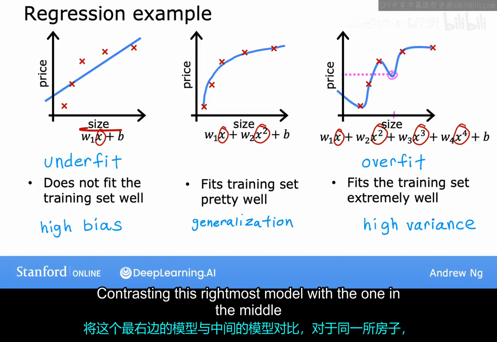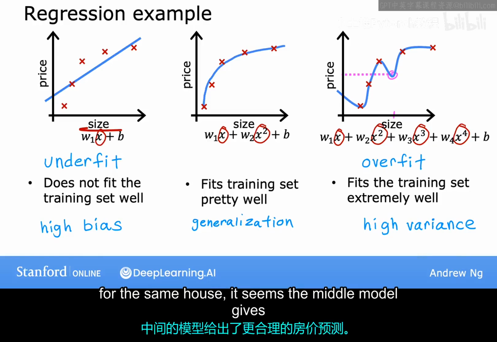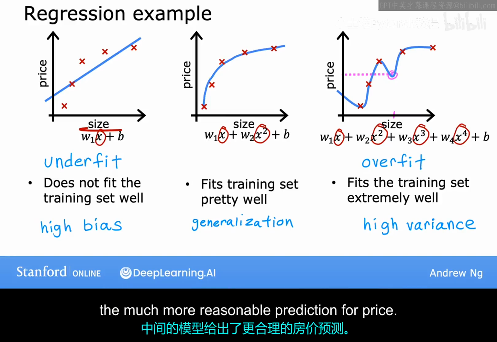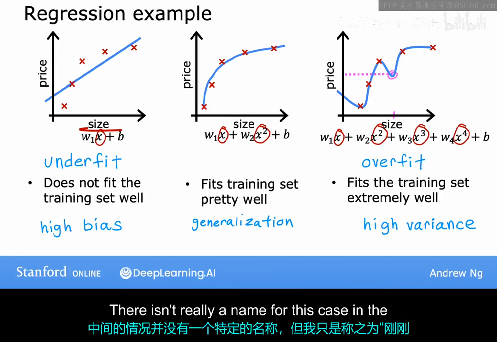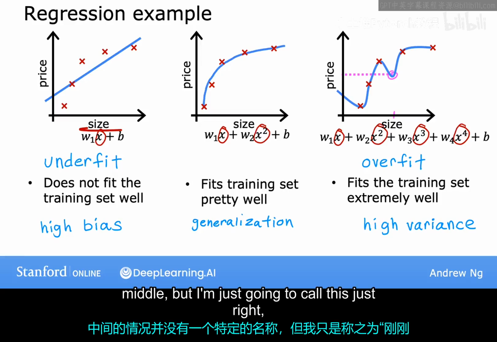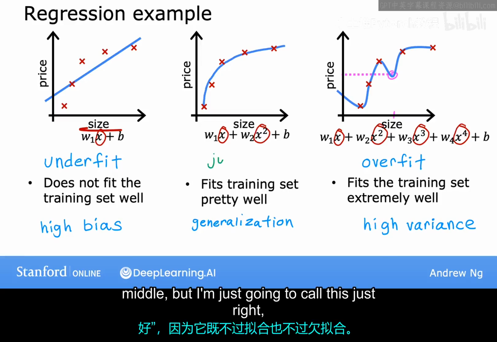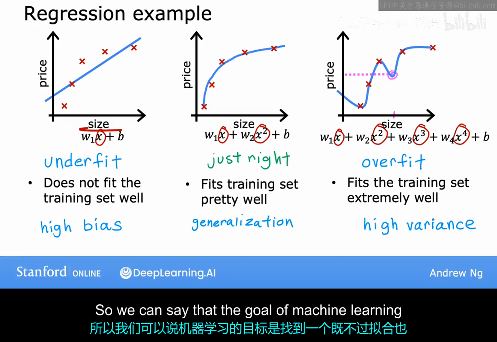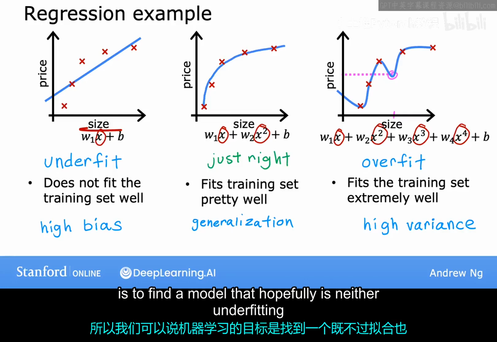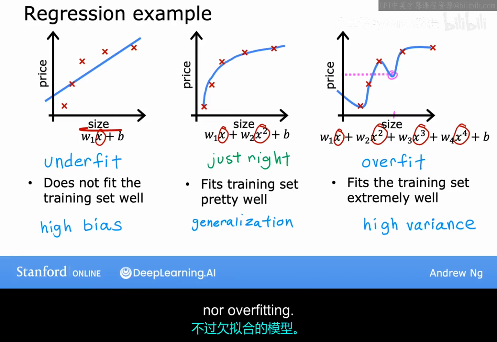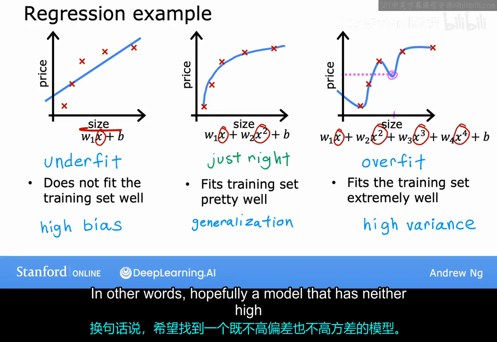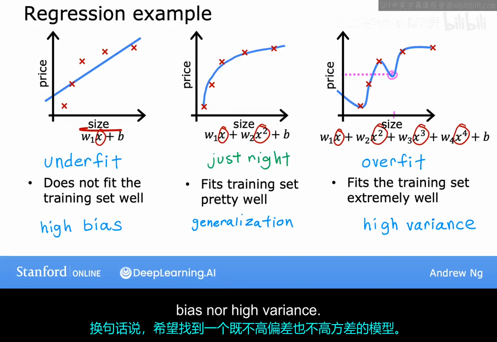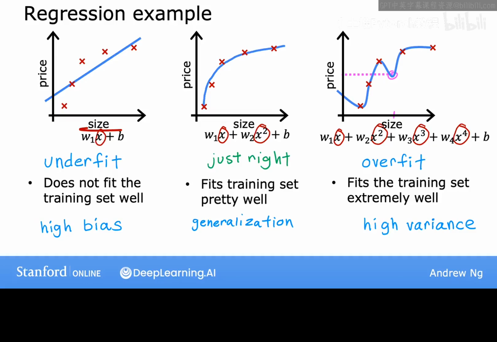Contrasting this rightmost model with the one in the middle, for the same house, it seems the middle model gives the much more reasonable prediction for price. There isn't really a name for this case in the middle, but I'm just going to call this just right because it is neither underfit nor overfit. So we can say that the goal of machine learning is to find a model that hopefully is neither underfitting nor overfitting. In other words, hopefully a model that has neither high bias nor high variance.